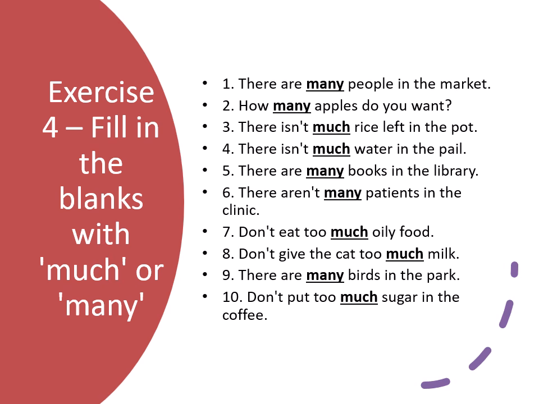Exercise 4. Much or many. Let's practice. I'll read the sentences and you see if you can spot why we used much or many. There are many people in the market. We can count people. How many apples do you want? There isn't much rice left. We can't count rice grains easily. Don't eat too much oily food and don't give the cat too much milk. Finally, there are many birds in the park.